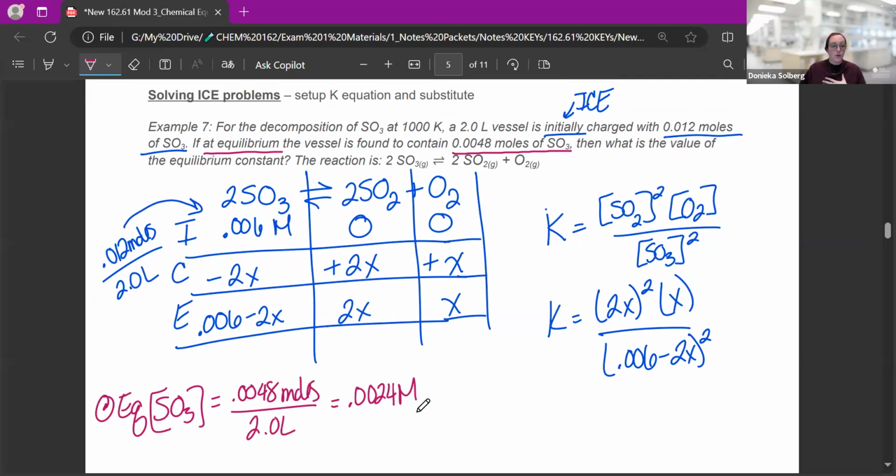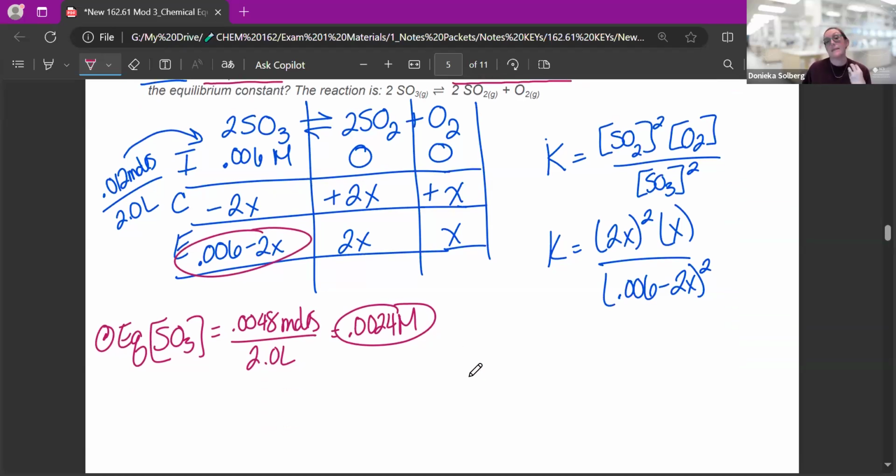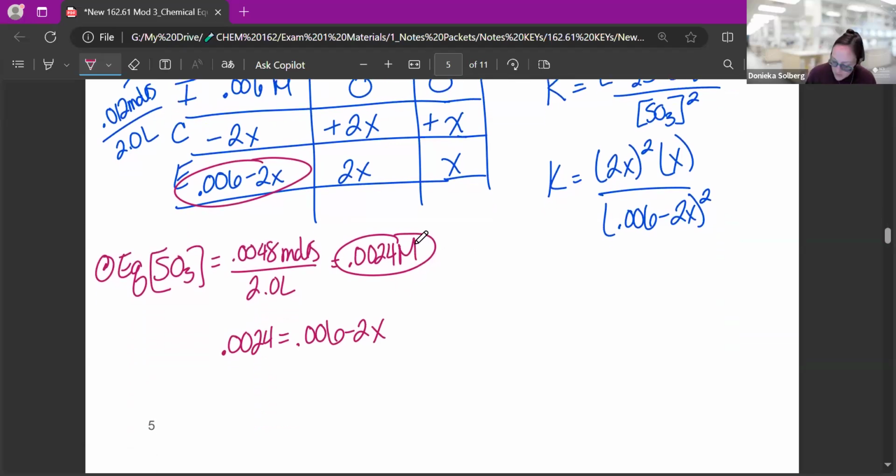So what I can do is say, well, if this is what I have at equilibrium, this is equal to this. And then I can solve for x. So that's how I'm going to solve for x in this problem. Okay, so I'm going to do 0.0024 equals 0.006 minus 2x, because those are both equilibrium values. All right, so I'm going to subtract, divide by -2. I get that x is 0.0018.